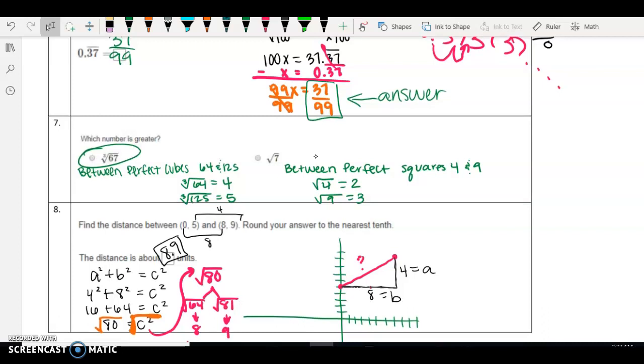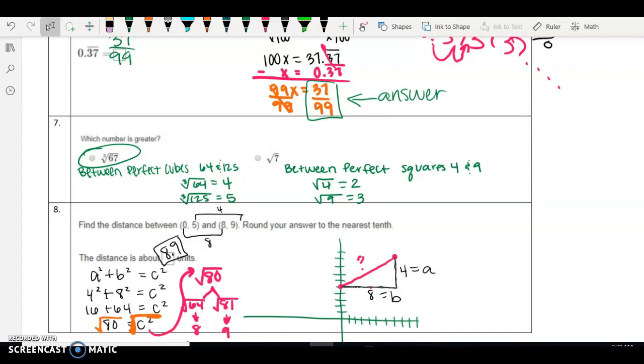Which number is greater? I didn't actually find the cube root or the square root of any of these numbers. I just found what perfect squares and cubes they lie between. So the perfect cube is between 64 and 125, and the cube root of 64 is 4. The cube root of 125 is 5. And so I know that it's somewhere between 4 and 5.